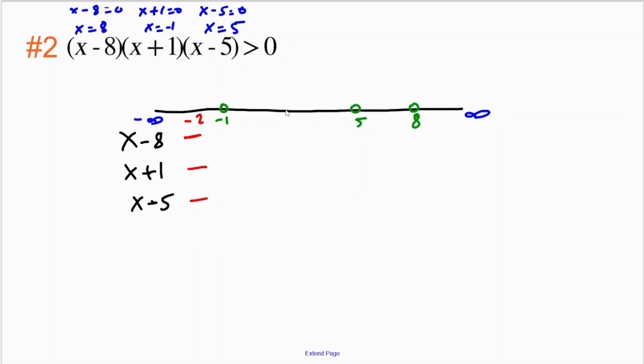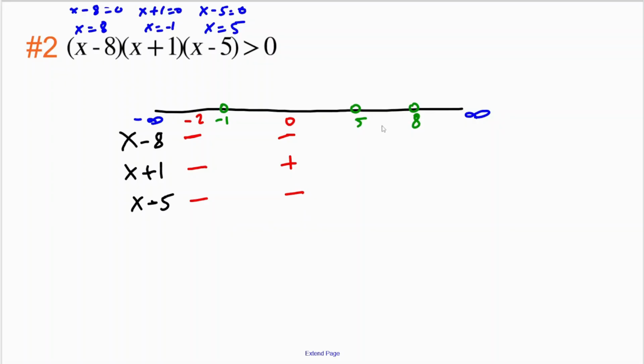Okay, so now here I'm going to just do 0. 0 is very convenient. So now this would be negative, positive, negative, right? So 0 minus 8, negative 8. So 0 plus 1, 1, positive, 0 minus 5, negative 5, negative.